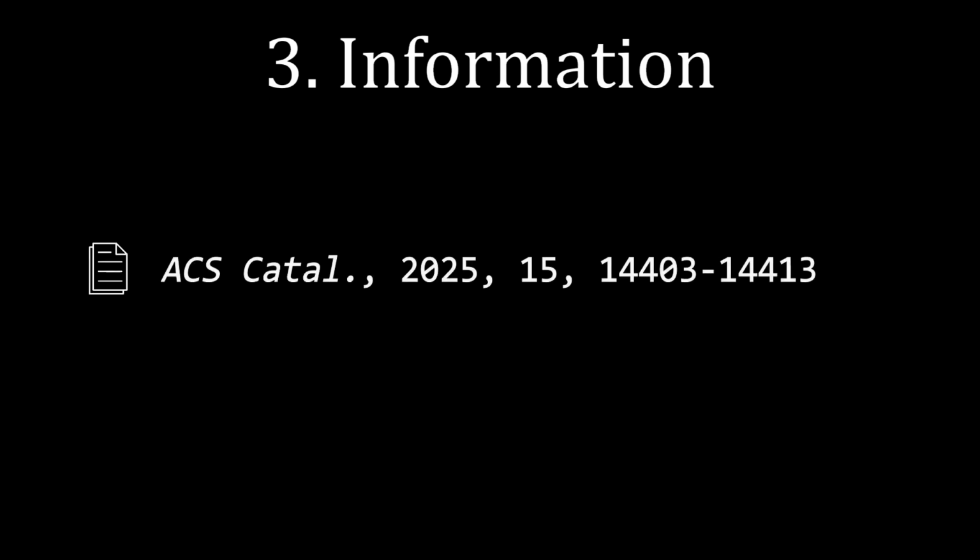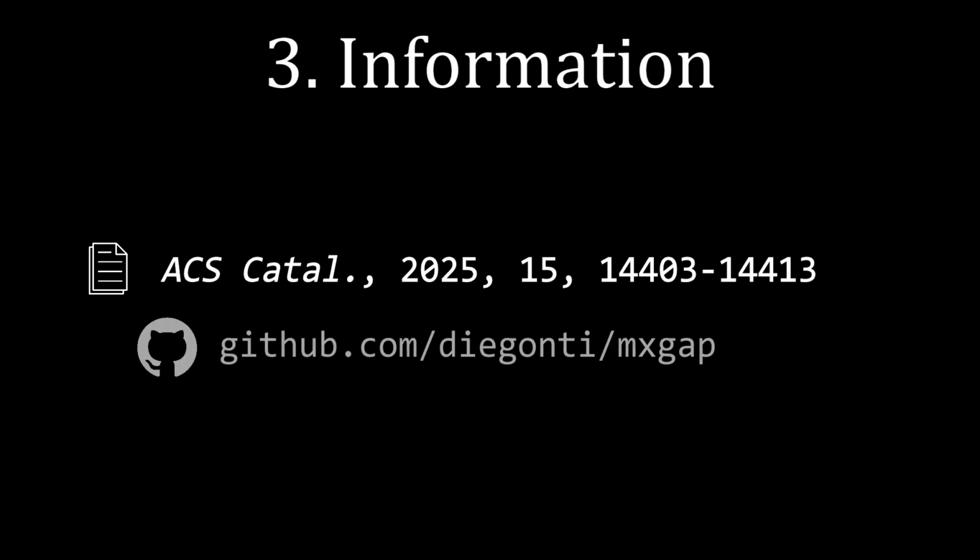If you want more information about the models themselves, how we trained them, and the accuracy and prediction that they present, I suggest you have a look at the ACS Catalysis paper where we published all these results. There you can also find the database that we used to train these models and much more information about the whole project. Also, I would suggest having a look at the MXgap GitHub repository, where you will find more information about the source code, examples, and much more in-depth information for the program itself.